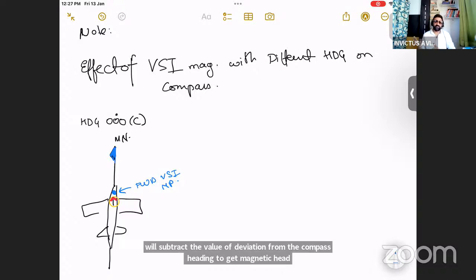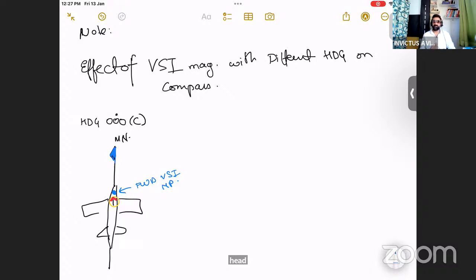After this, the last statement: this is the place where you will see a negative symbol associated with a westerly deviation in major textbooks.